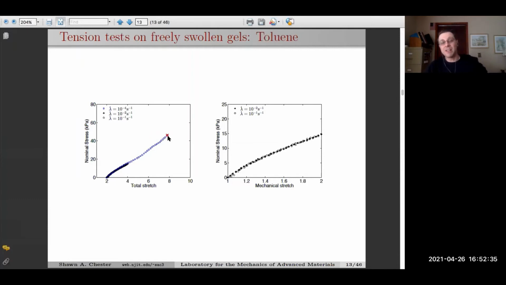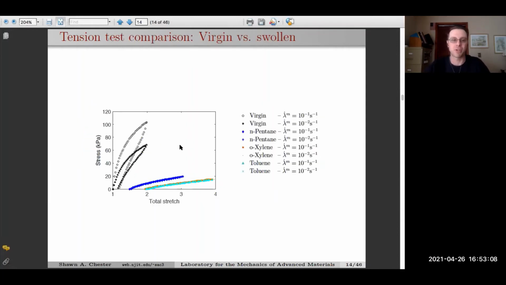Do the same thing in toluene. Again, right? The numbers are slightly different, but the idea is the same. Different stretch rates, loading, unloading, they're all on top of each other, right? So all of the viscous effects seem to have vanished, and even more, the red X indicates the samples are breaking where they were previously intact when dry. So there's a lot of interesting behavior going on there. This was a completely surprising result to us.